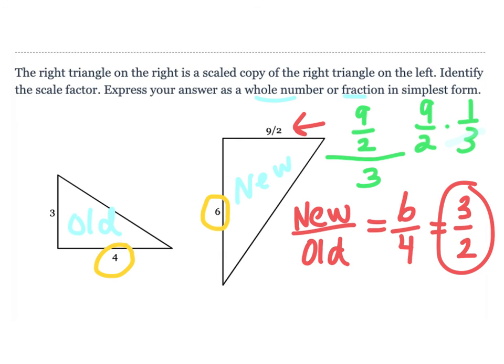This would become 1, and this becomes 3. So that still would give us the same answer as 3 over 2. So if you get a fraction as one of your side lengths, look at what's going to make your life a little easier, and I would start with that. And again, just remember new divided by old when we're doing any of these problems.